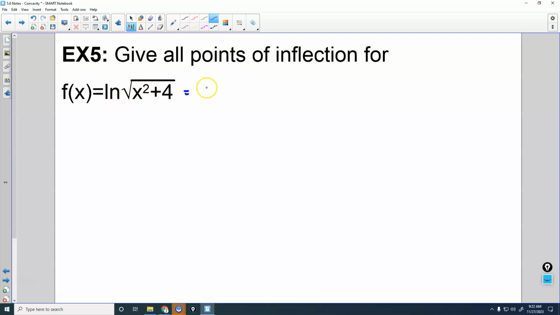So for this, I'm going to write it this way. Natural log of x squared plus 4 to the 1/2 power. And there was a property of logs that told us we could do something with that 1/2. Does anybody remember what we could do? We can bring it out here to the front. And so if I write this as 1/2 natural log of x squared plus 4, it makes it a lot easier to take the derivative.